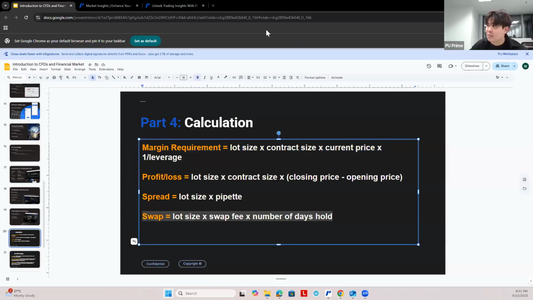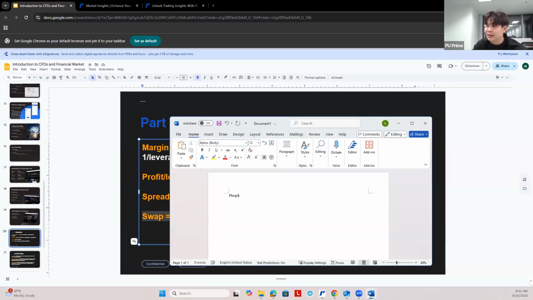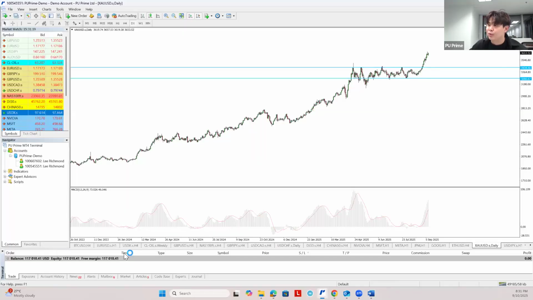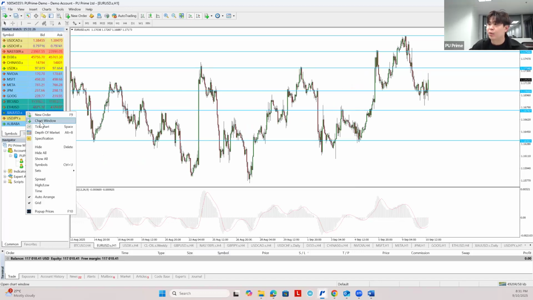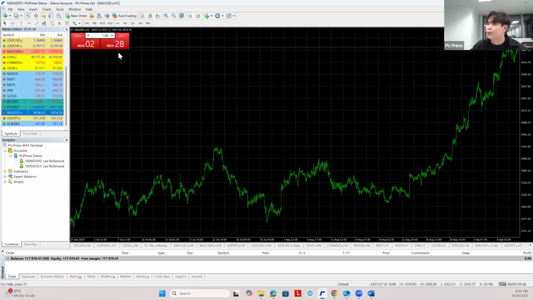So the first thing is margin requirement. And what is margin requirement? Some new traders might not understand what margin requirement is, but to explain in layman's terms, margin requirement is the minimum deposit you need to do the trade. So let's say you want to buy gold. This is a very important topic. So for all of the new traders, you need to understand. So let's say you want to buy gold. Currently the gold price is 3655.